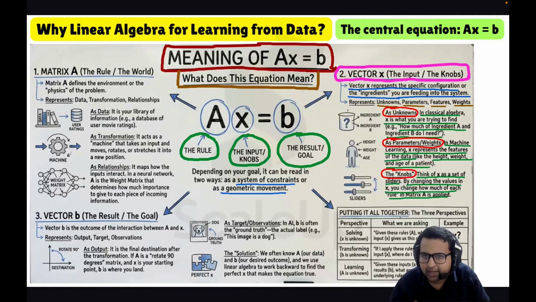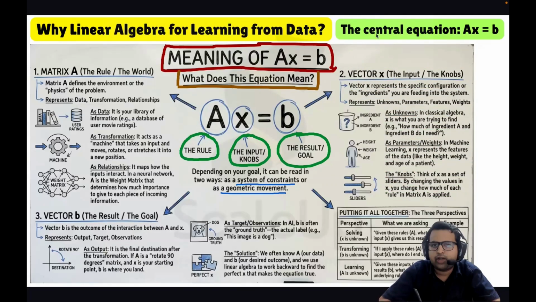So now it's very clear that vector x can represent a specific configuration. It can act like a knob, or it can represent the unknowns, the ingredients you are feeding into the system. So vector x can represent unknowns. It can represent the features, the parameters, the weights, or the knobs.